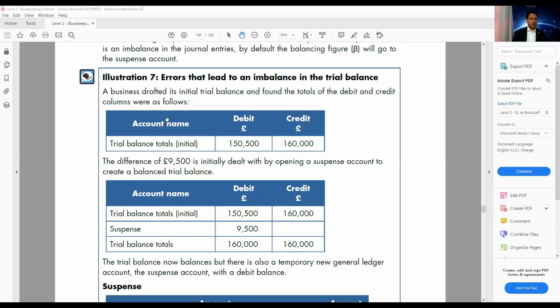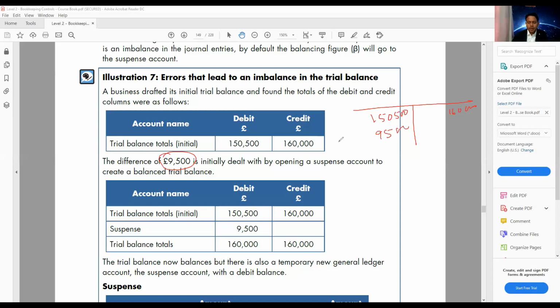A business drafted its initial trial balance and found the total of the debit and the credit column as follows. So let's have a look. What is the difference we have? On the debit side of the trial balance, we have 150,500. On the credit side of the trial balance, we have 160,000. There is a difference. How much is the difference? 9,500. Which side? Debit side.